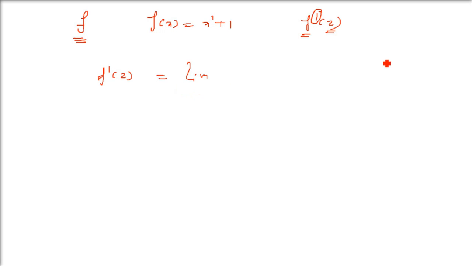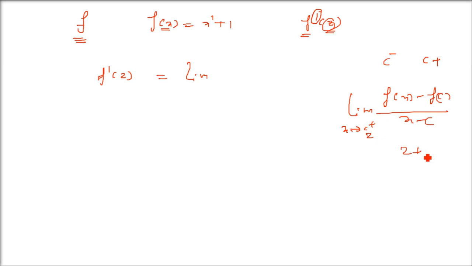As I said, it's just a limit. So you say c plus or c minus. Let us take c plus. We are going to put (f(x) minus f(c)) by (x minus c). This I already told you. You have to apply the limit x tends to c. In this case, c is 2. So x tends to 2, and I'm doing it for 2 plus.